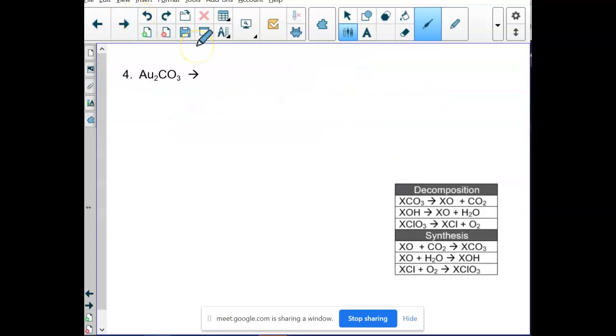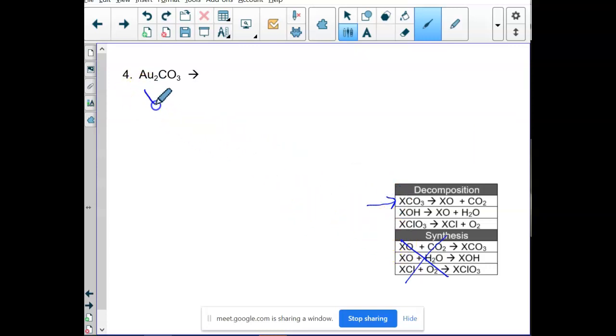Okay, so here we have just a compound. So it can't be one of the synthesis. It'll be a decomp of some sort if it's just a compound. Okay, it could be one of these three, what I call special decomps, or it could just be the elements breaking apart. Do you see that it's this one?